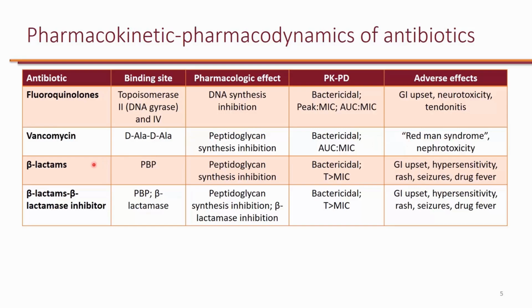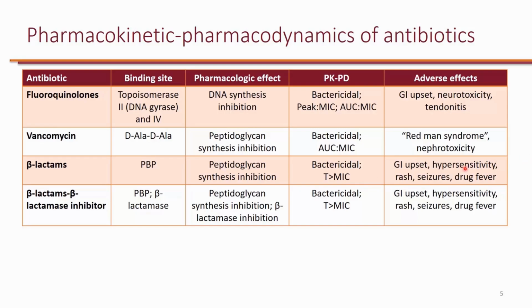Beta-lactams, such as penicillins, cephalosporins, carbapenems, and aztreonam, are available, most of them as IV, but many penicillins and cephalosporins are also available as PO. Carbapenems and aztreonam are strictly available as IV with no PO formulation available. Generally speaking, beta-lactams cause GI upset and hypersensitivity.